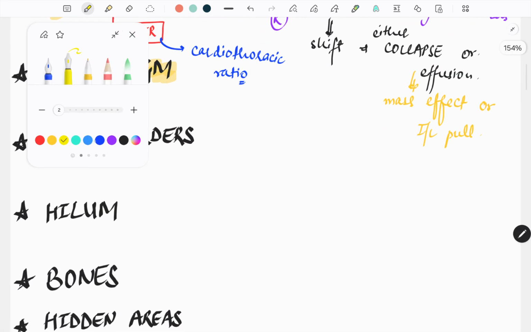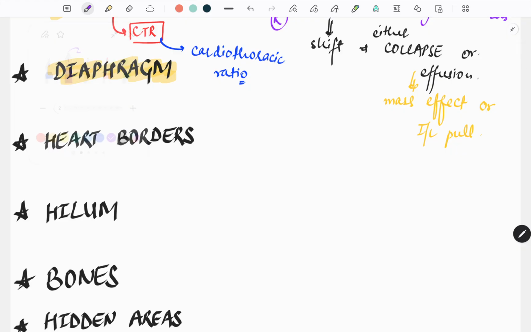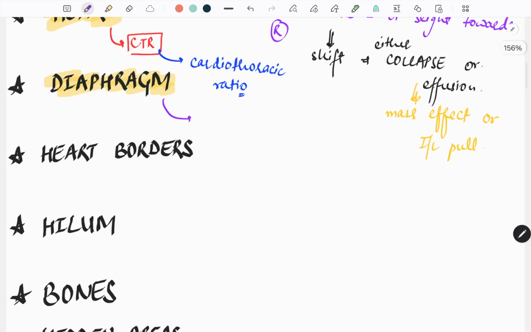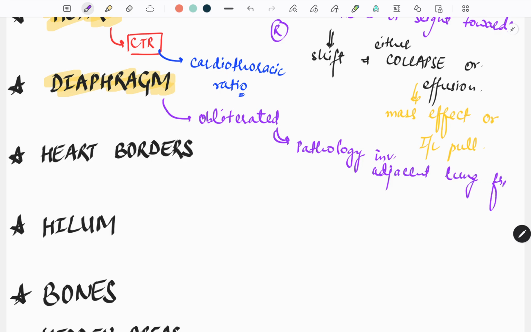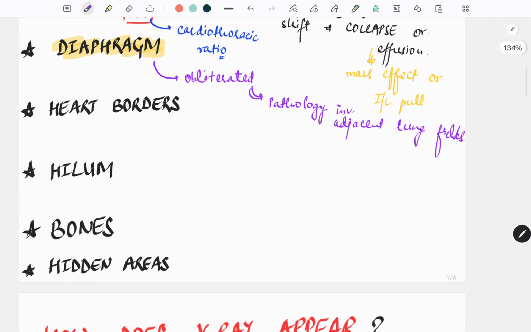If not, what will it suggest? If obliterated, we should look for any pathology involving the adjacent lung fields.